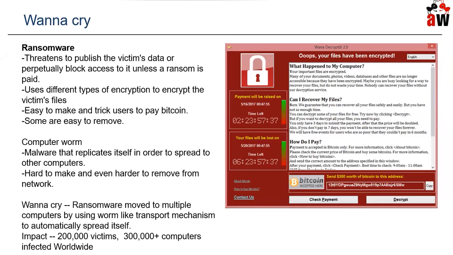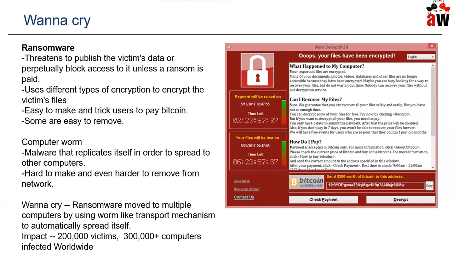Why was it different? Traditionally, ransomware used to come in like you get an email or a link, you click on that link and your computer gets infected. I'm sure out of the participants we have, someone must have faced a ransomware attack. But this particular ransomware went into a different mode. It actually worked as a computer worm. It transferred itself from one computer to another, and there was a global impact.